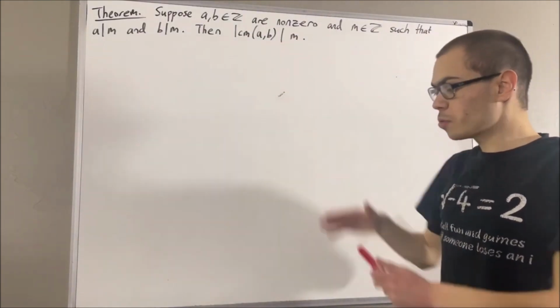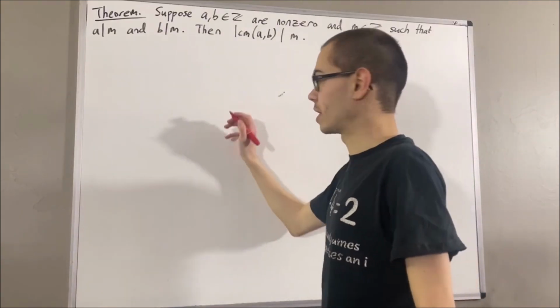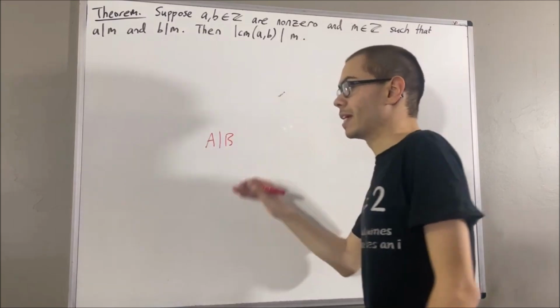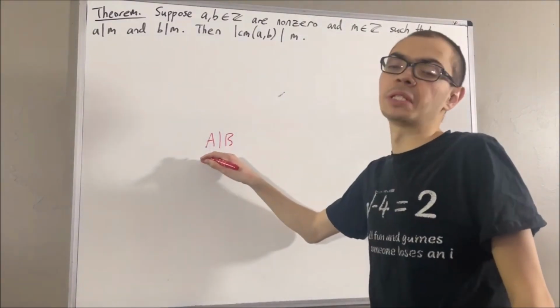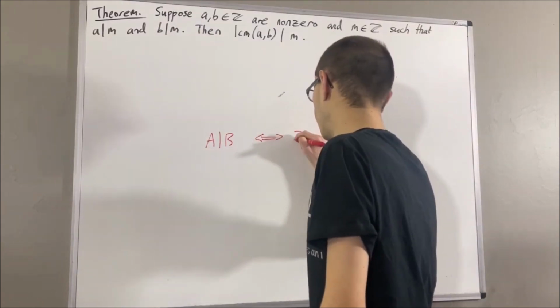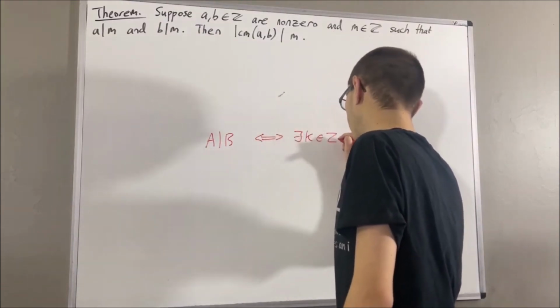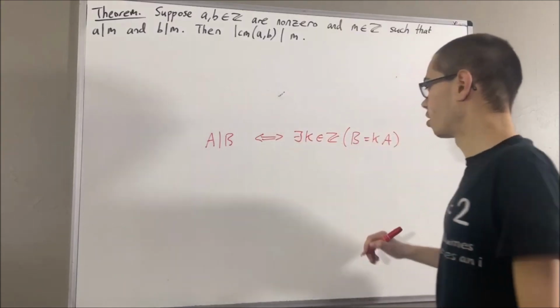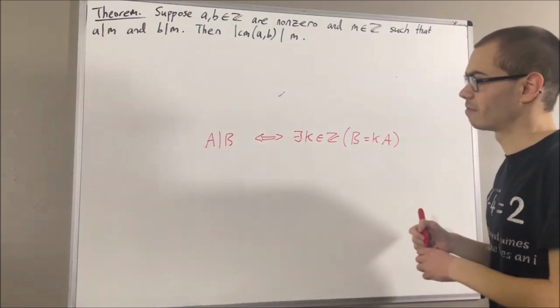Now, let's first remind ourselves, given any two integers a and b, to say a divides b means b is equal to a times some integer. Or in other words, it means that there exists some integer k such that b is equal to k times a. Right? That's all that this notation means.